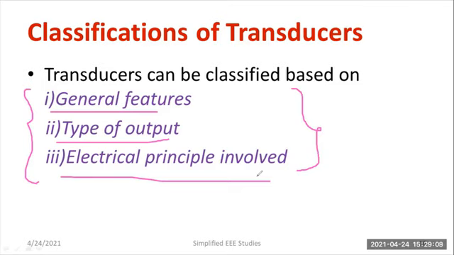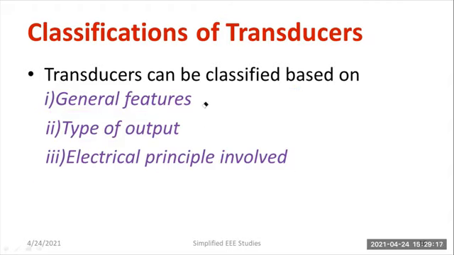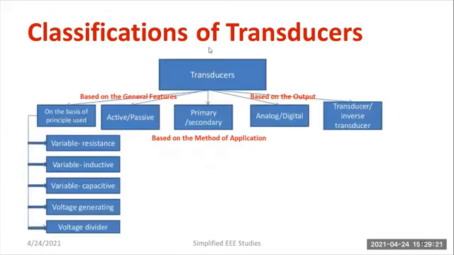First of all, let me show you a flow chart so that you will get a broad idea about the entire classification of transducers. So moving on to the flow chart regarding the classification of transducers. First and foremost, based on the general features, you can divide the transducer into active transducer and passive transducer.